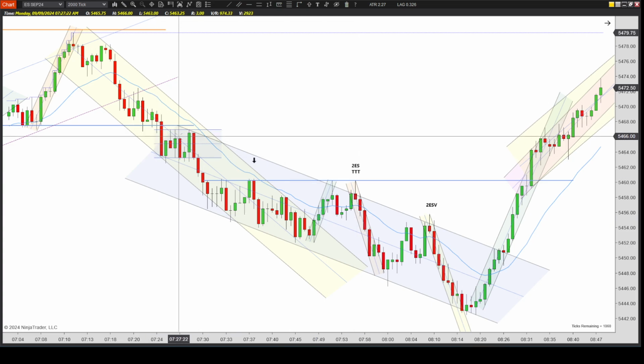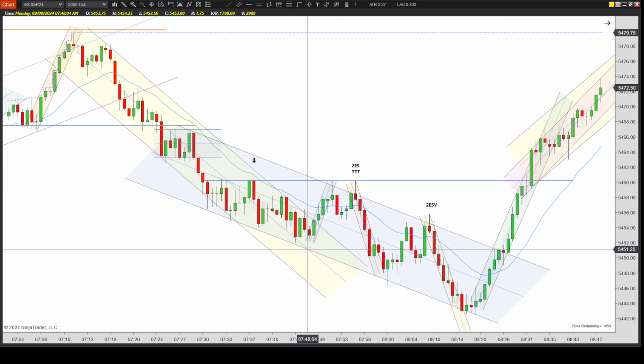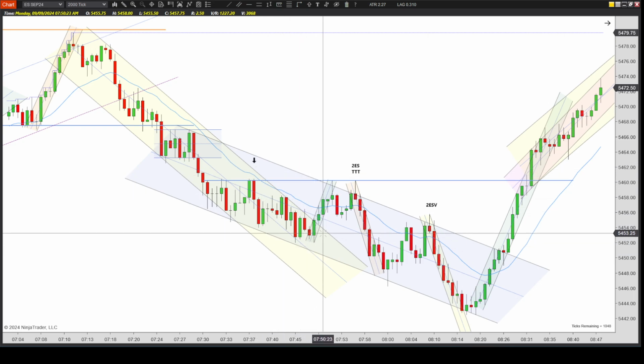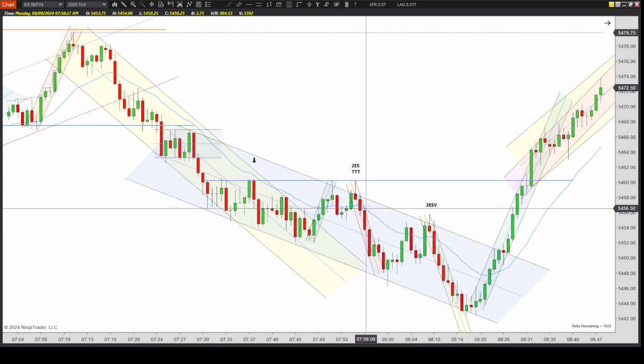Keep in mind, I didn't have this blue down channel just yet, so I couldn't really use it as another key entry point. But I was thinking it's going to test the lows of this yellow down channel. What would have been perfect is if there was a higher low right here.